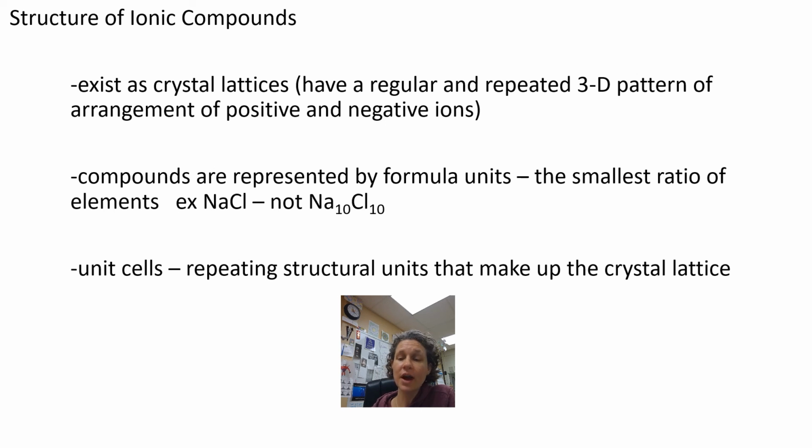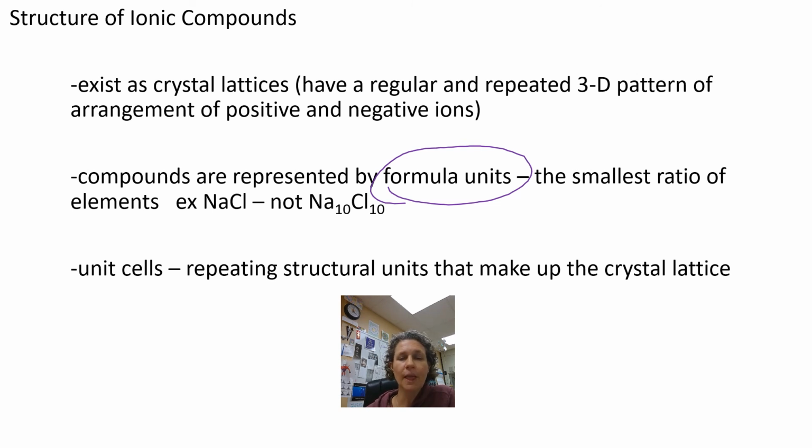Okay, so with ionic compounds, they are a little bit more structured internally sometimes. They can exist as what they call crystal lattices, which basically just means they have a very regular and repeating 3D pattern between the positive and the negative ions. So the one that lost electrons and the one that gained electrons. And these compounds are represented by what they call formula units.